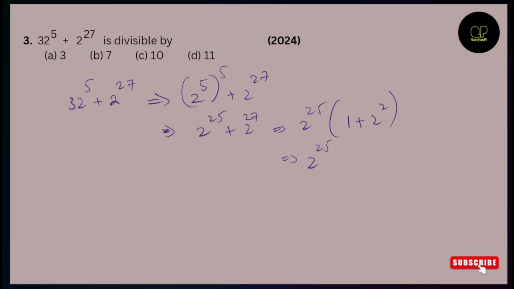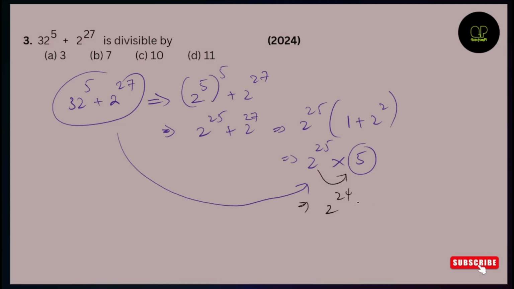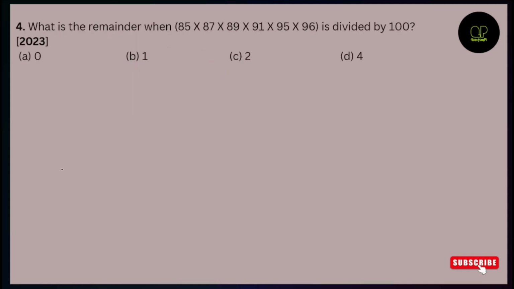So this is 2 power 25 into 5. So this number is exactly divisible by 5. Exactly divisible by 5. Option is not there, right? So if it is divisible by 5 and this is 2 power 25, I can take a 2 from here and give it to 5, right? So 2 power 24 and 10 as well. So your answer would be 10. So let's move on to the next one.